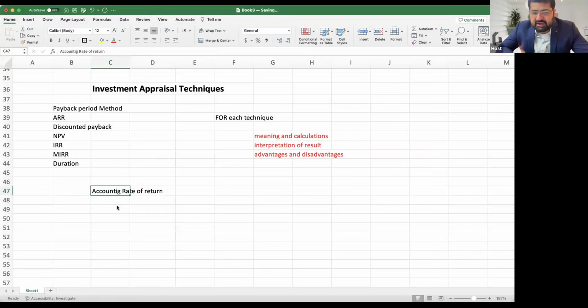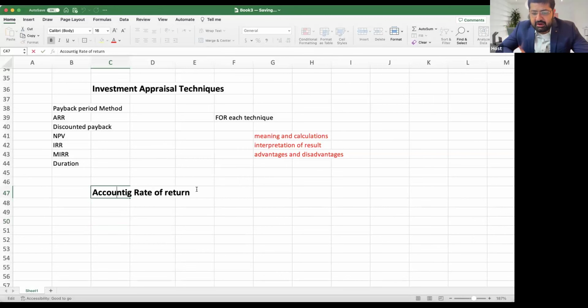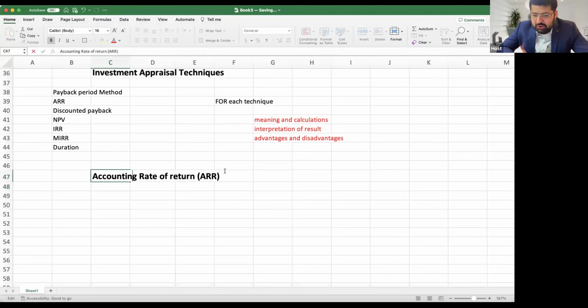Now, students, accounting rate of return, ARR. It is also called ROCE, return on capital employed. It is basically the annual average percentage return on investment. It is the most familiar concept, what a business is earning on investment.